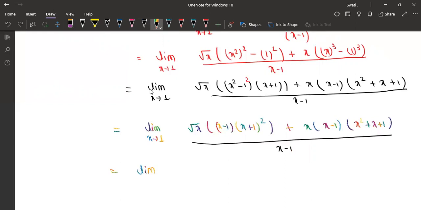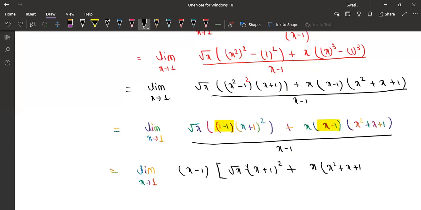This was a little long, but not at all difficult, because all the steps that we are doing are very simple. You just need to use the formulas. So you can notice here that we have x minus 1, here also we have x minus 1. Now this x minus 1, I can take common. Once I take this x minus 1 common, I'm going to write here root x, this x plus 1 whole square as it is, plus x as it is. This x minus 1 is already outside, so x square plus x plus 1. And then upon x minus 1 as it is. Of course, this and this will get cancelled.